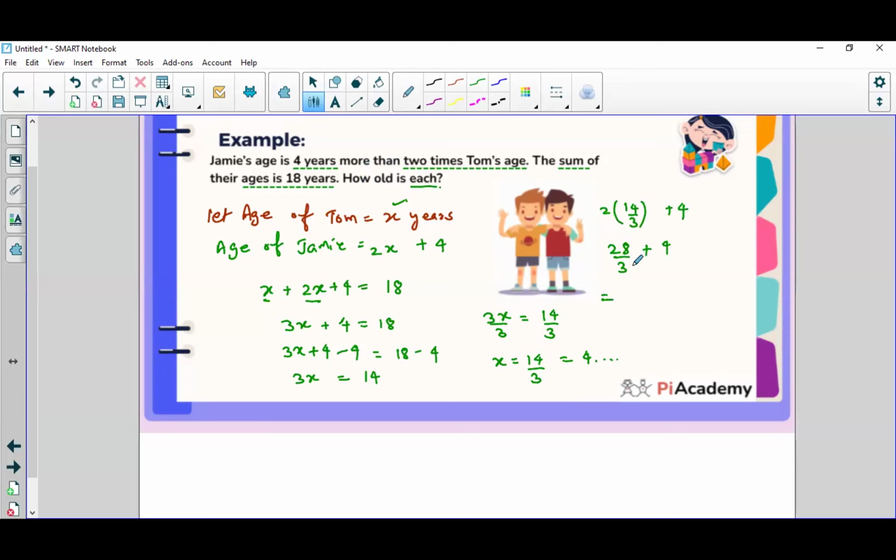After that, it's 28 over 3, and here nothing is in fraction, so I have to make it over 3. So that would be 4 times 3 over 1 times 3, which is 12 over 3. So 28 plus 12 is 40 over 3. So 40 over 3 is the age of Jemmy, and 14 over 3 is the age of Tom.